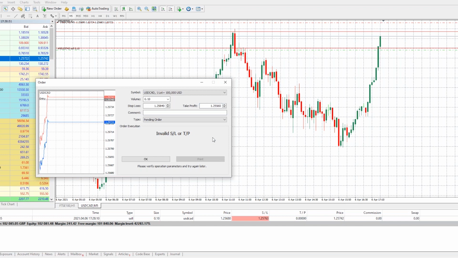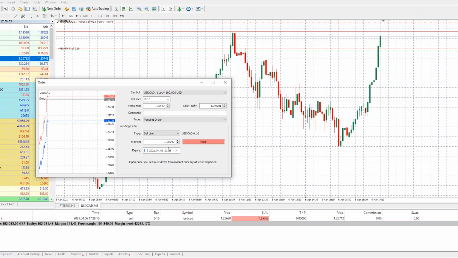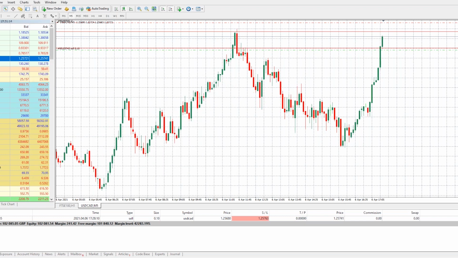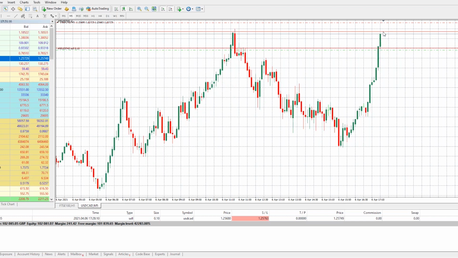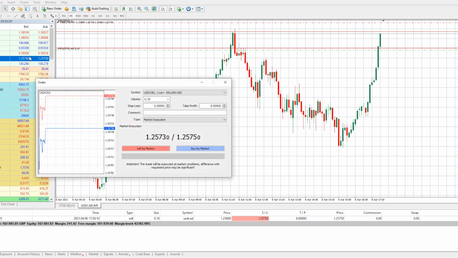Okay, so then we place a pending order. Oh, I entered something wrong. 1.2574, that's up here. It's too close to the price now. You can only do a pending order if it's a certain distance away from the market price. And so let's hold off a second. If it reaches this next resistance level, which it's doing now, okay, now we could just do another market sell.